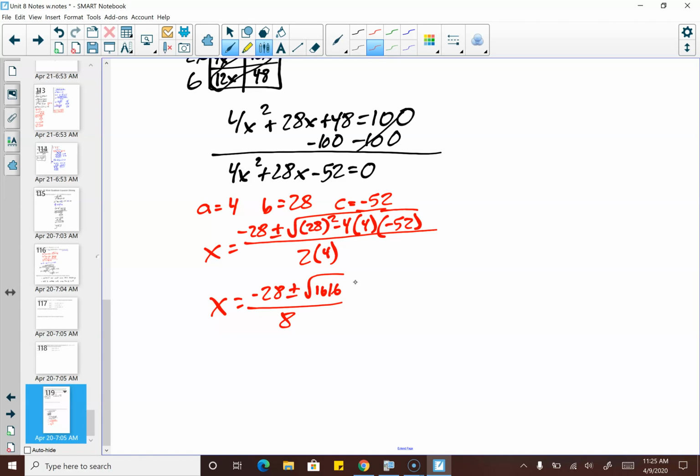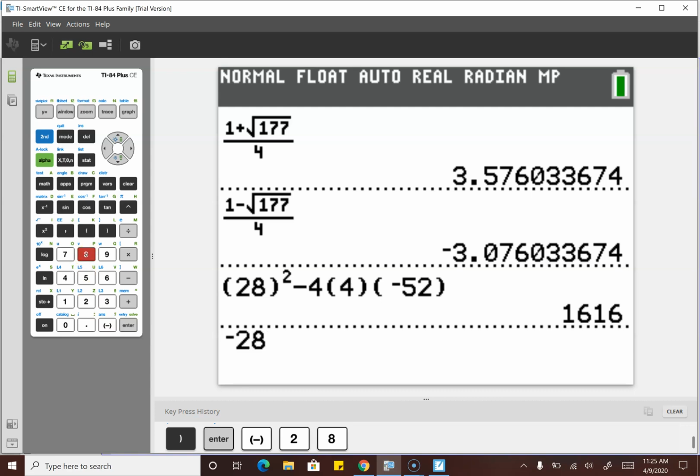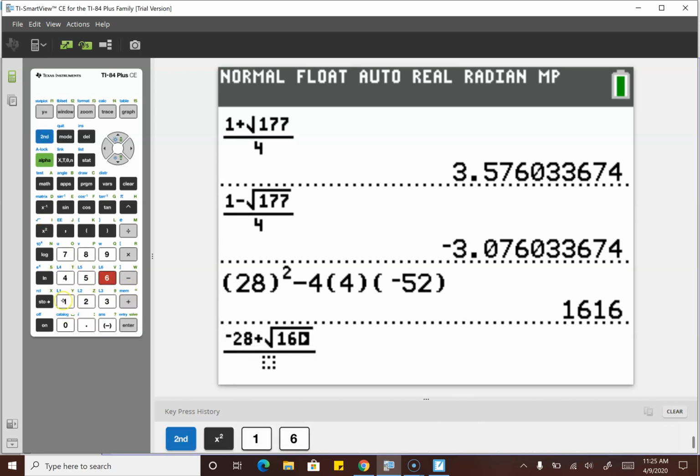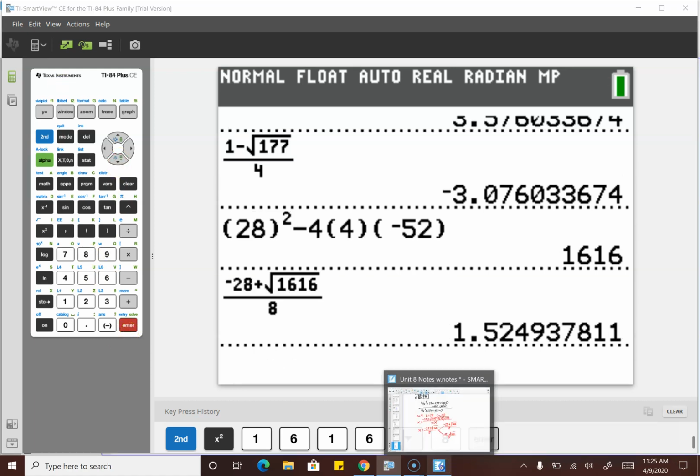Now normally we would look at simplifying the radical, but if we're going to end up rounding to the nearest tenth, it doesn't matter. We're just going to split it and do negative 28 plus the square root of 1616 over 8, and negative 28 minus the square root of 1616 over 8. All right, and now it's just all calculator work from here. So let me put it into a fraction first. So negative 28 plus the square root of 1616 over 8 gives us 1.5.